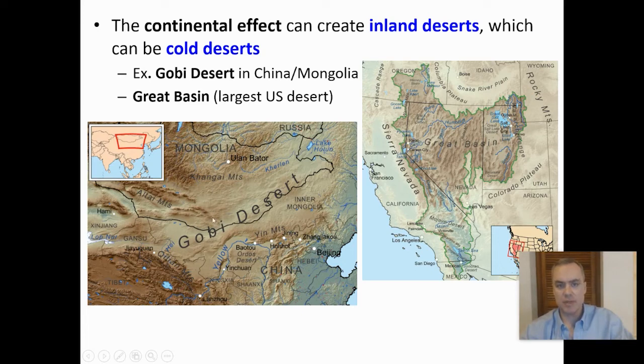And you can see on the bottom left, we have the Gobi Desert. It's one of the world's largest deserts in northern China and then Mongolia. And also you can see on the right, the huge region called the Great Basin in the western United States, which includes many deserts in Utah, Nevada, and other states like Oregon and California. So both of these deserts are the result of the continental effect.